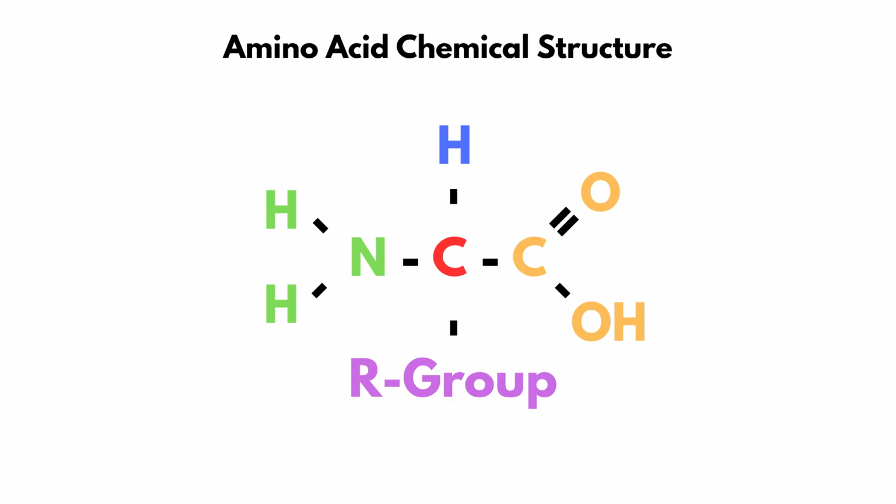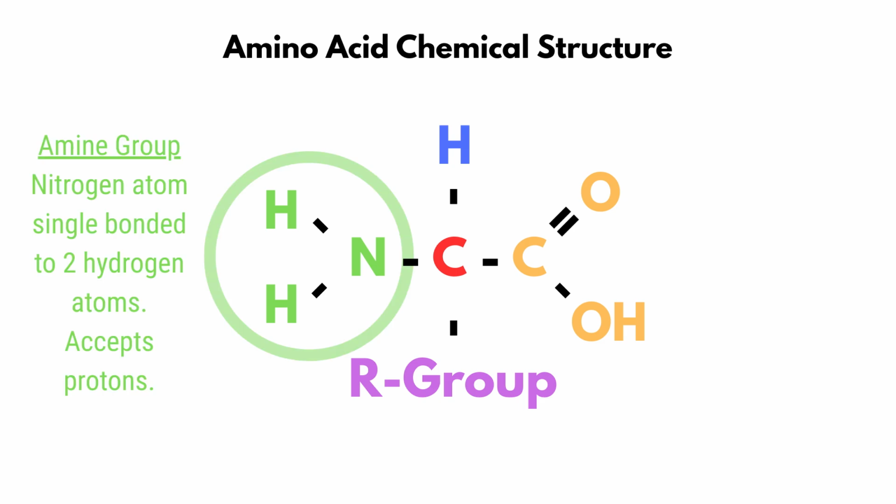Now we can see here that the basic amino acid chemical structure contains a central carbon atom bonded to hydrogen, carbon, nitrogen, and an R group. Now let's break this down into different components. The very left one we have here is the amine group, which I have colored in green. This contains the nitrogen single bonded to two hydrogens. This is the amine group, and it accepts protons and comes in handy later when it comes to the protein structures.